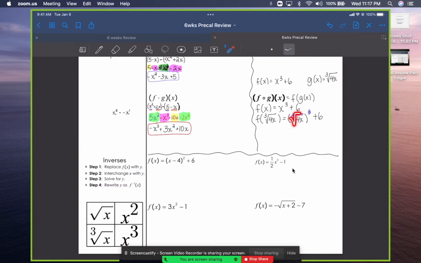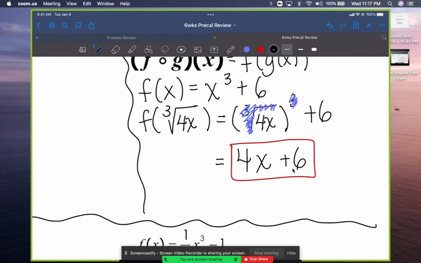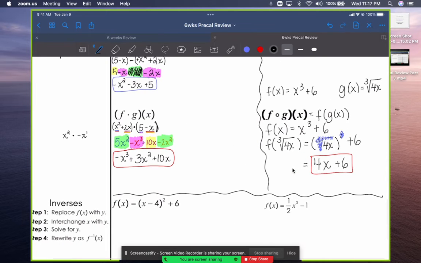Here I had a cube root of 4x, and then I had parentheses cubed. Okay, so lucky for us, that cancels out. I can bring down everything inside the house, the casita, which is the 4x. Everything else stays the same, plus 6. And that there is my simplified answer because there are no other like terms that I can combine.